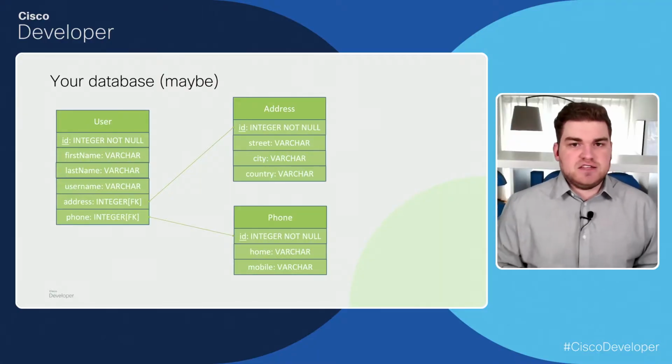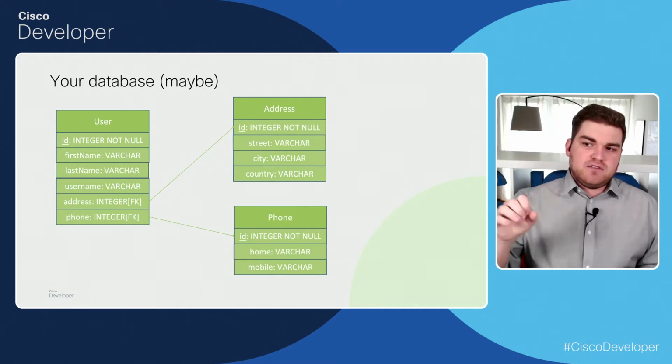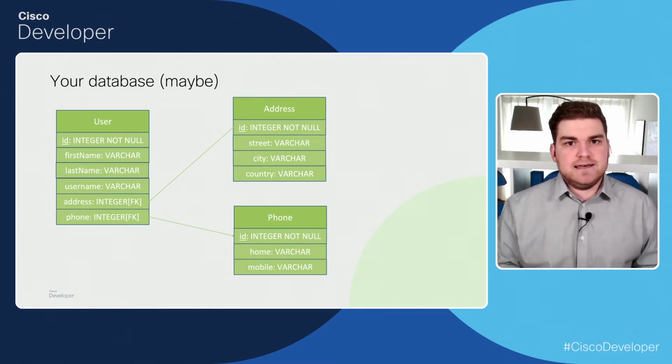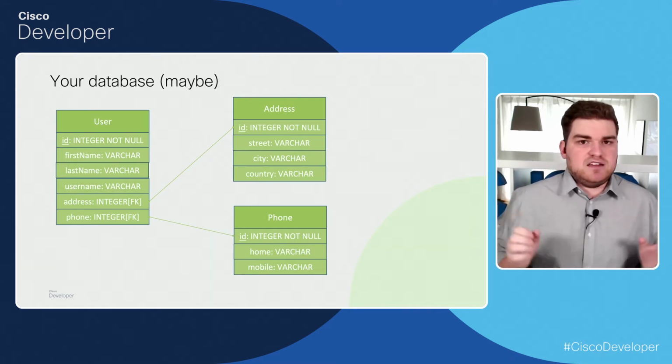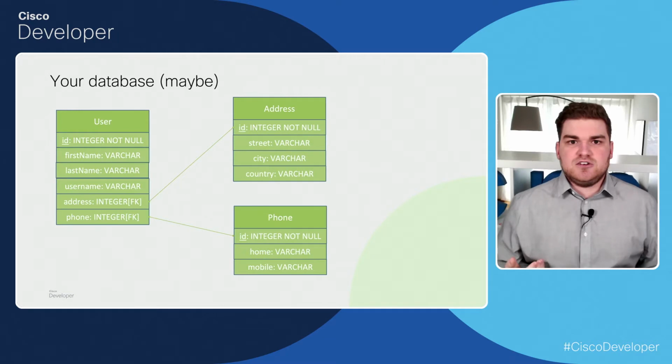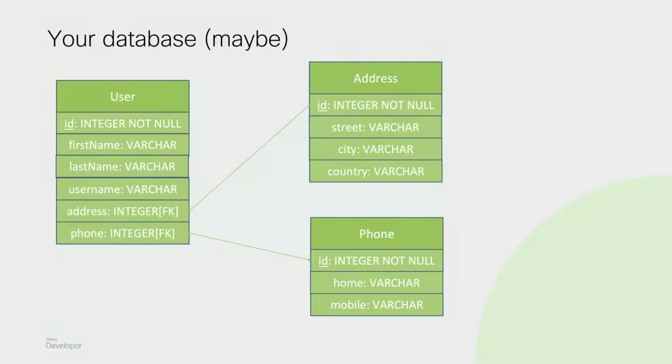This is your database, maybe. Hopefully I do not have access to your database, but you might have the address and the phone numbers linked as foreign key relations. And while that might make sense from a database point of view, from a user point of view, it does make sense to get all the data in one response that we actually are going to be using quite a lot, right? We don't want to have underfetching.